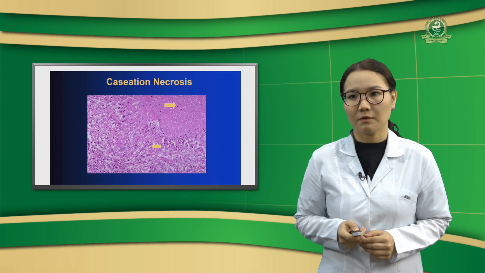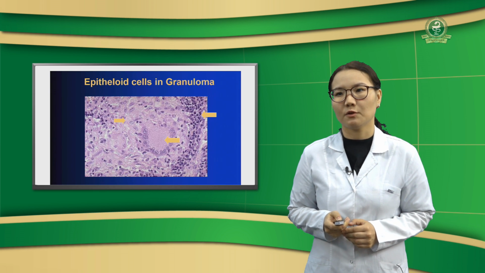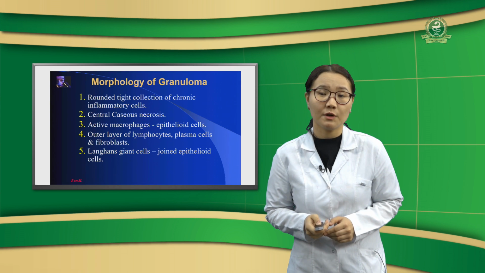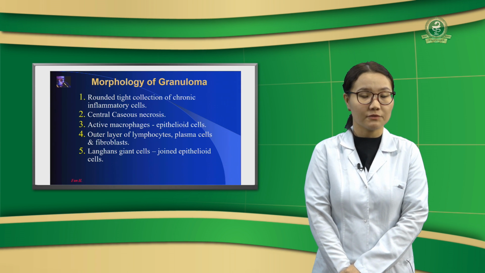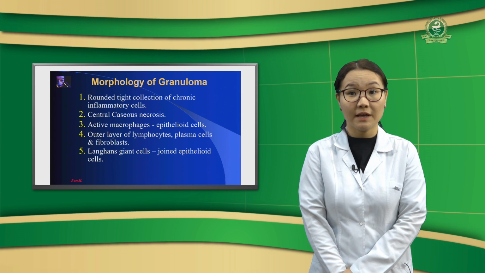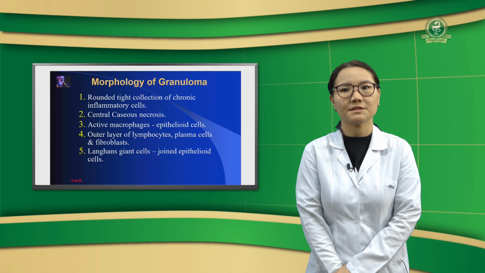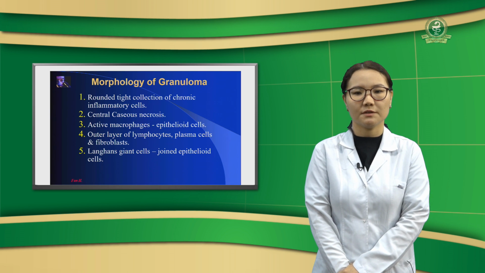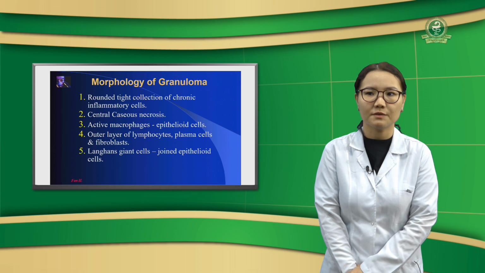This picture also shows epithelioid cells in granuloma, as you can see these little dots. Cells in granuloma, morphology of granuloma. First, it is a rounded tight collection of chronic inflammatory cells. Second is central caseous necrosis. Third is activated macrophages, as you know, epithelioid cells. Fourth is an outer layer of lymphocytes, plasma cells, and also fibroblasts. Fifth, Langerhans cells, also joined epithelioid cells.